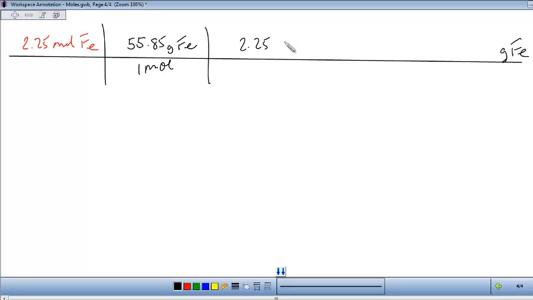Okay, you multiply across the top, and you'll end up over here with 2.25 multiplied by 55.85 grams. Okay, the moles have canceled. This is grams of iron, and it's going to be divided by 1. The mole's gone. Okay, so that is your answer. Remember, these vertical lines represent either multiplication or equals, right? Okay. These are just to demark your steps.